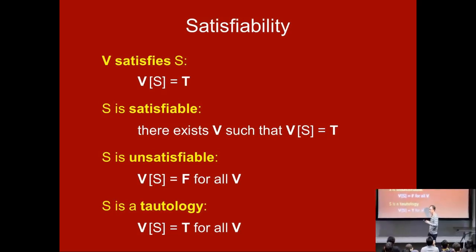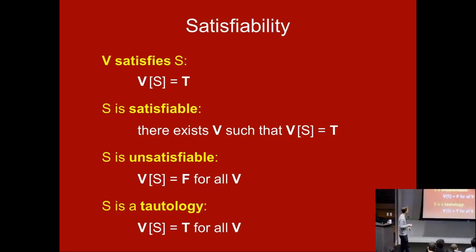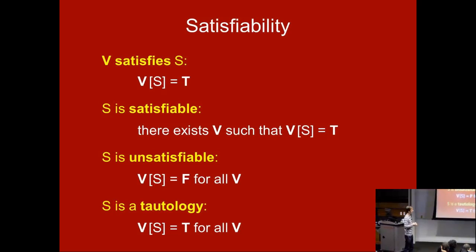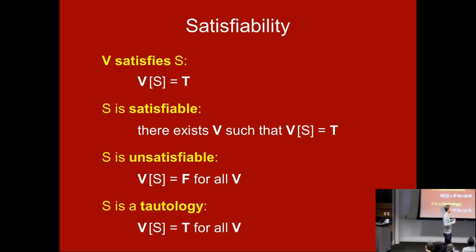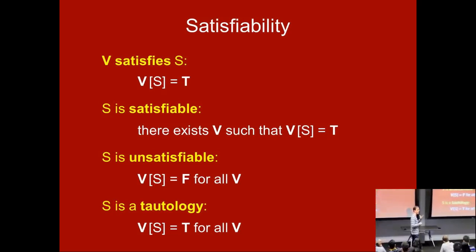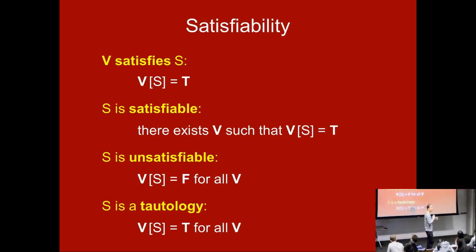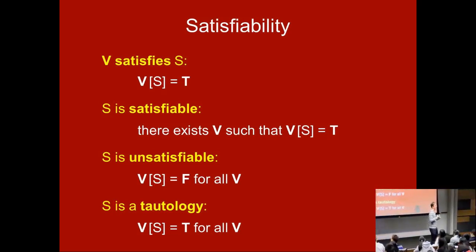And the last one is the one that was mentioned earlier. In a way, it's also the opposite of unsatisfiable, but a different kind of opposite. S is a tautology if it's true for every truth assignment. This is maybe the one that's not so obvious from the name if you don't remember what a tautology is. It's a statement that's automatically true no matter what the truth assignment is.